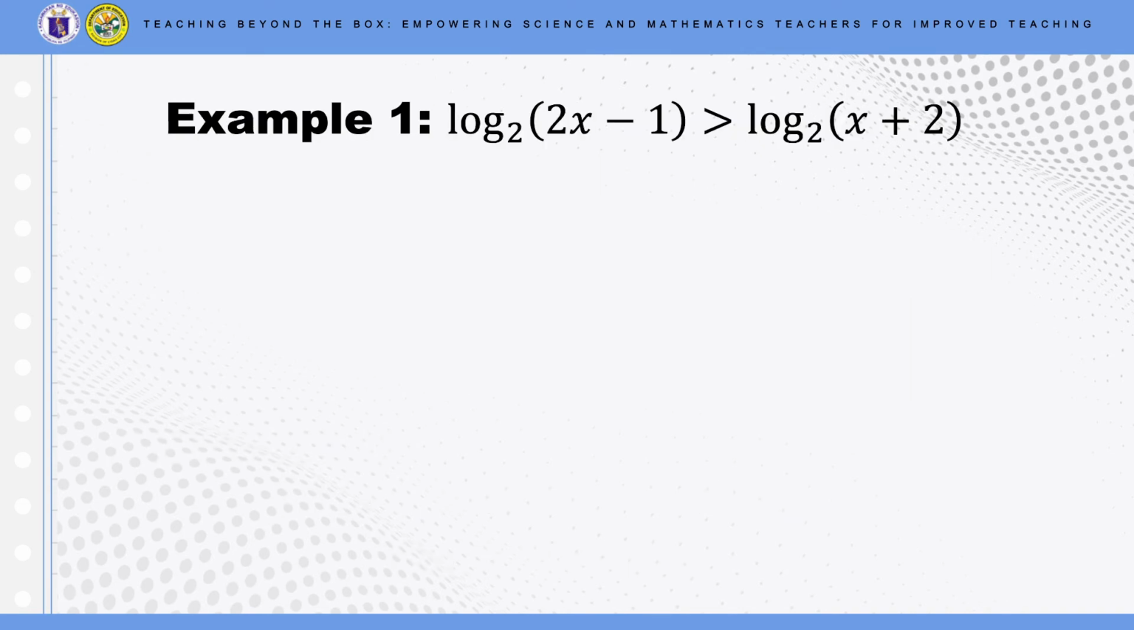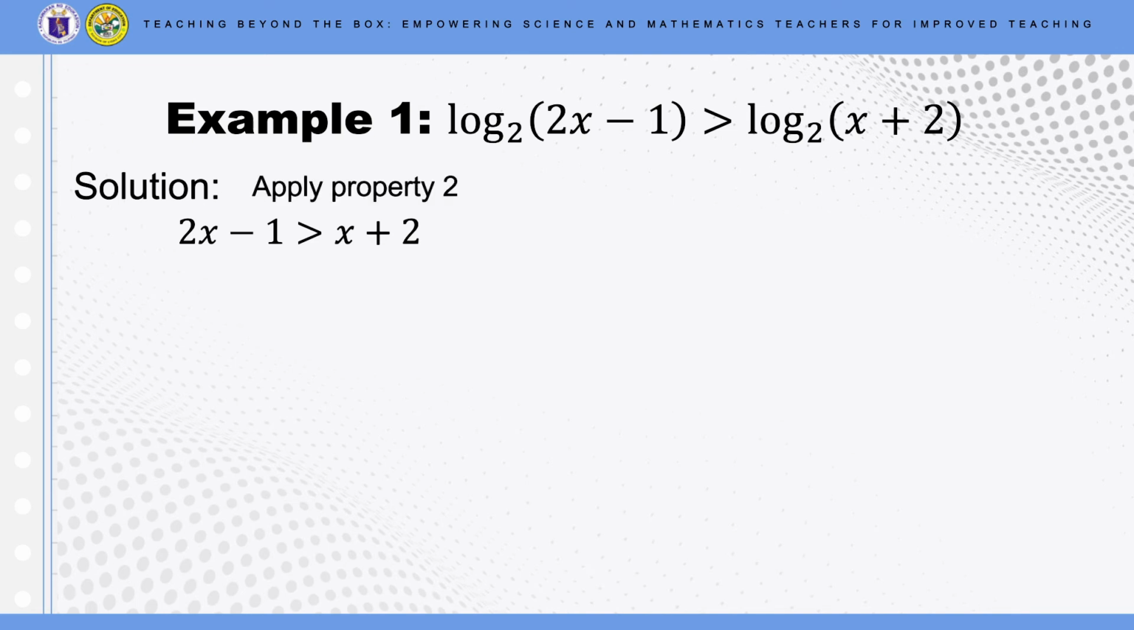Example number 1. The logarithm of the quantity 2x minus 1 base 2 is greater than the logarithm of the quantity x plus 2 base 2. Solution. We have 2x minus 1 greater than x plus 2 by applying property number 2. Simplifying, we have x is greater than 3.